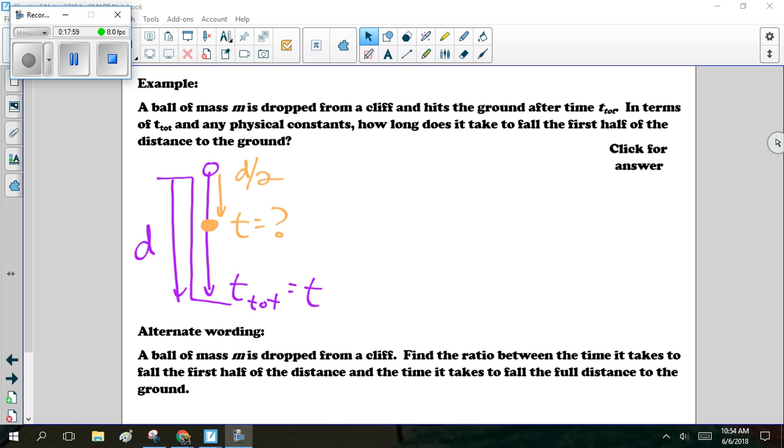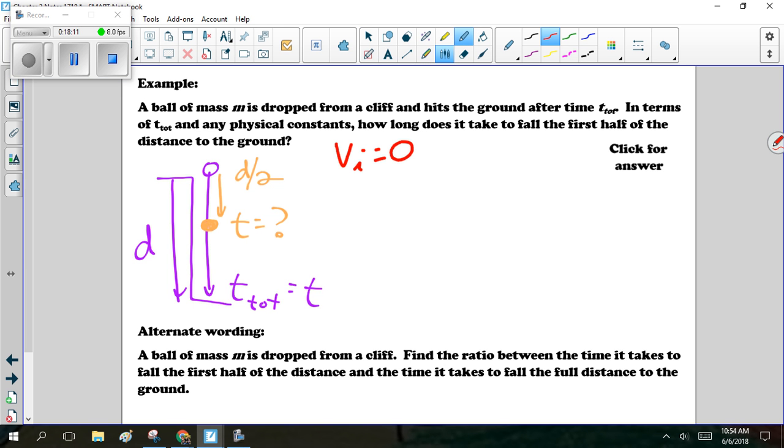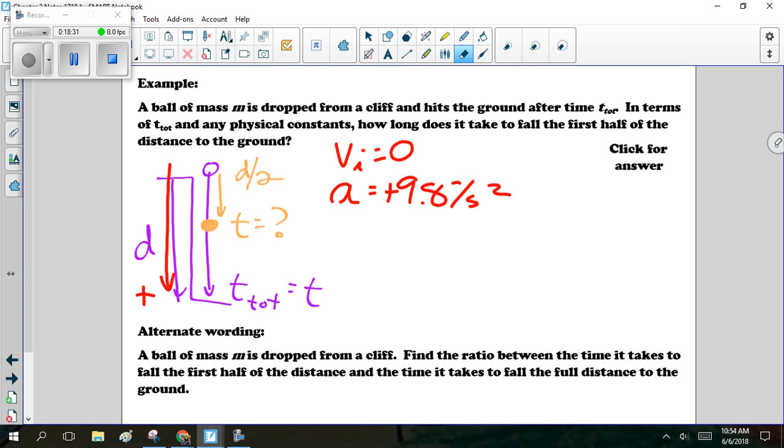So what are the other things we know? Well, in both scenarios, I know that my initial velocity is 0, and I know my acceleration is 9.8 meters per second squared. I'm not going to worry about the negative here. Let's make down the positive direction because the ball is always moving down. So we're going to call the acceleration positive 9.8. And then we know our displacement.